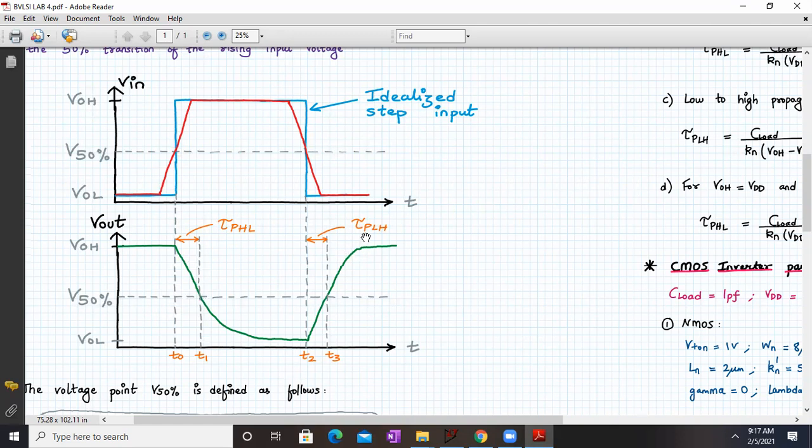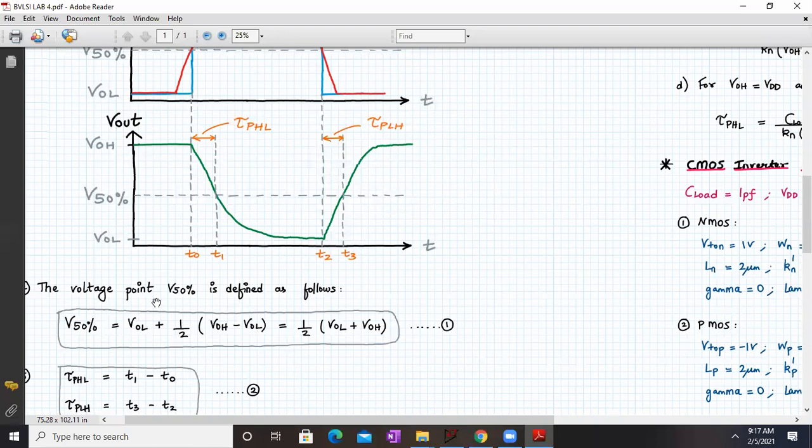Similarly, T naught happens when the input is rising and reaching 50%. And over here, T1 is when the output is falling, when the output is at 50%. And similarly, the low to high propagation delay will be when the input is falling and at 50%. That is T2, and here T3 will be when the output is rising, exactly at 50% transition.